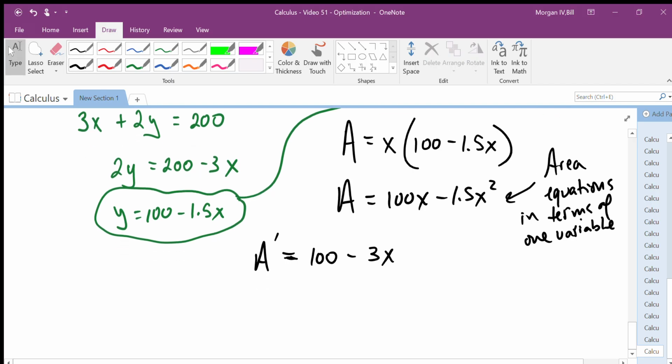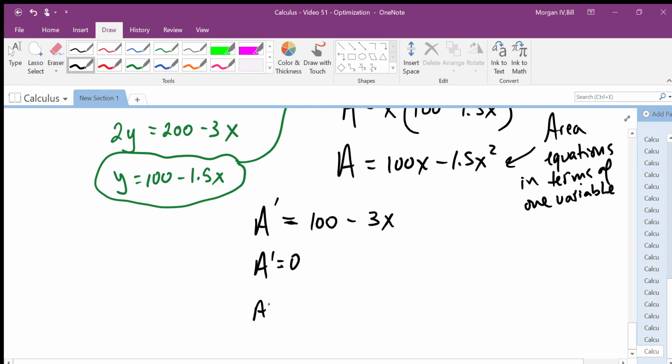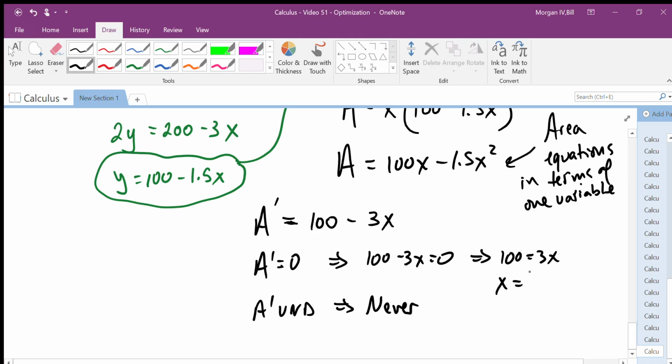So the question is, when is A prime equal to 0? And when is A prime undefined? A prime is equal to 0 when 100 minus 3x is equal to 0. A prime is undefined, well, never. That's just a linear polynomial. So solving this one up here, I get 100 equals 3x, x equals 100 over 3. Okay, so my x value is 100 over 3.